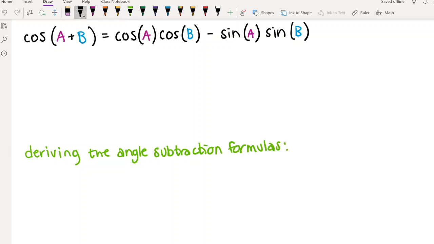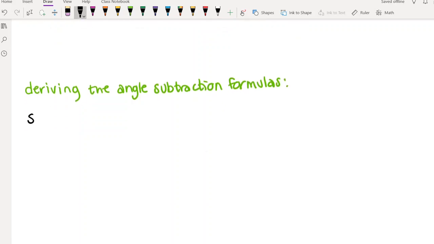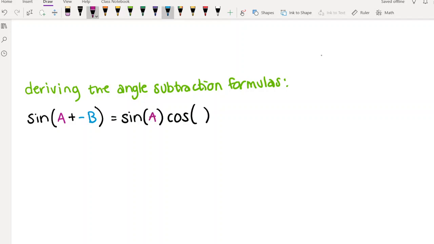Okay, so how would we do this? Well, if you wanted to figure out a formula for sine of A minus B, we could instead write that as A plus negative B, right? A minus B is the same thing as A plus negative B. And so if we write that into our regular addition formula, we'll have sine of A times cosine of negative B, plus cosine of A and sine of negative B.